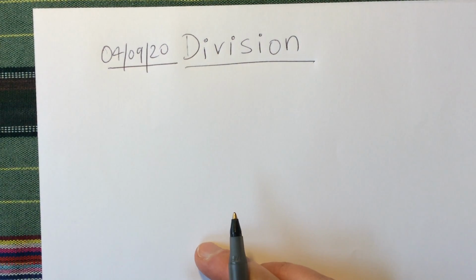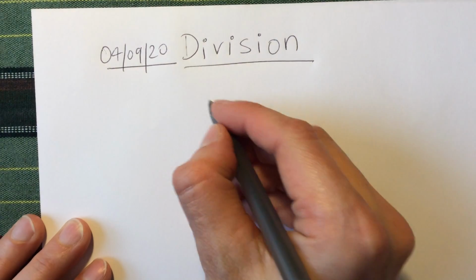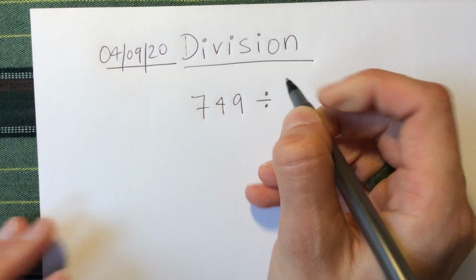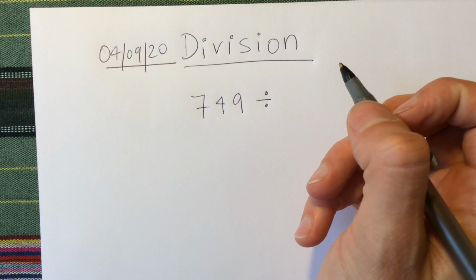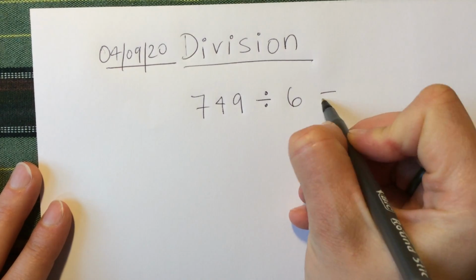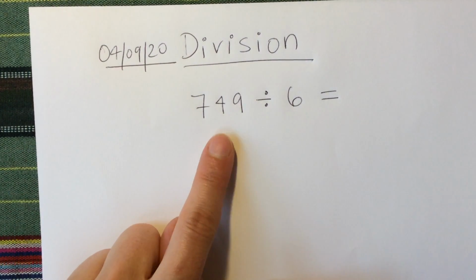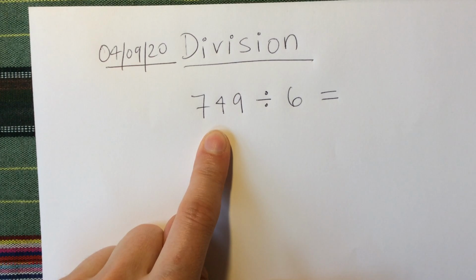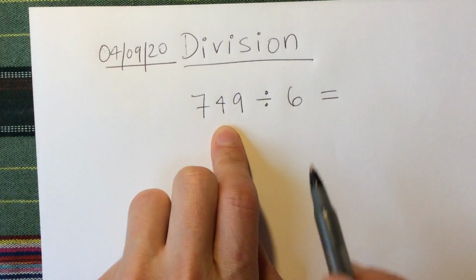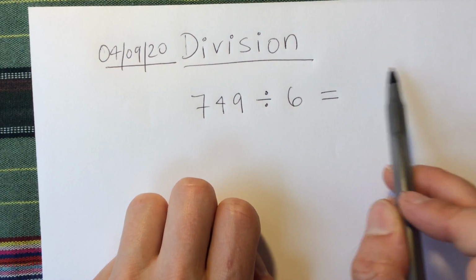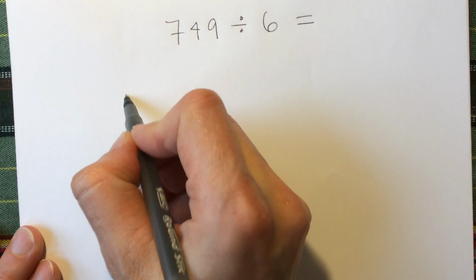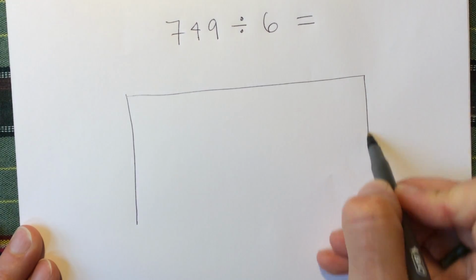And the first question we're going to do here is 749 divided by 6. Remembering that we called this one our dividend, and this is our divisor, and the answer will be our quotient. So you're going to want to set up an area model.